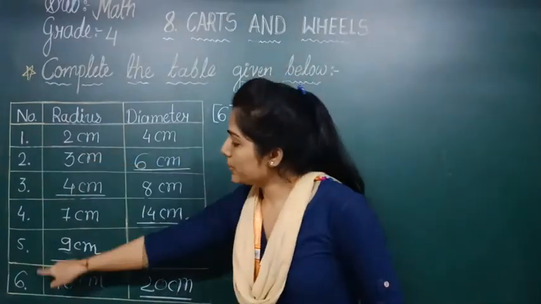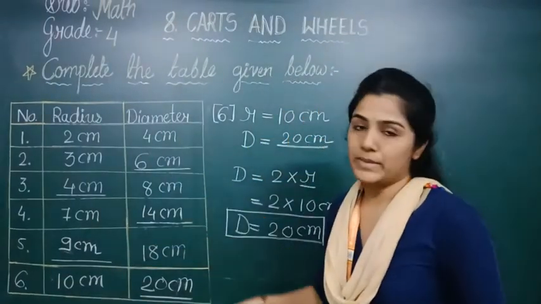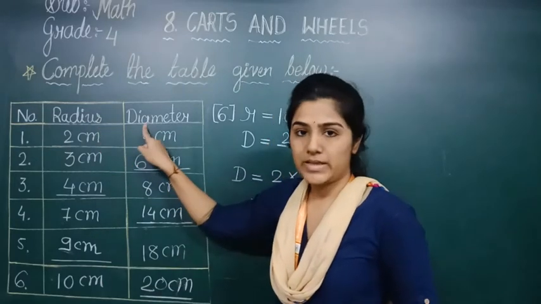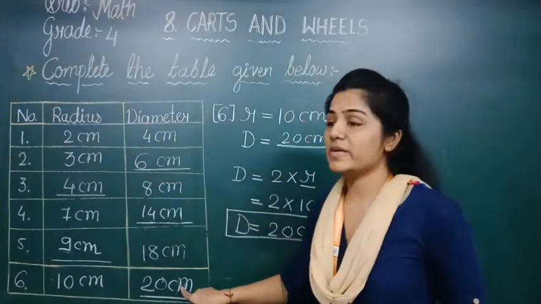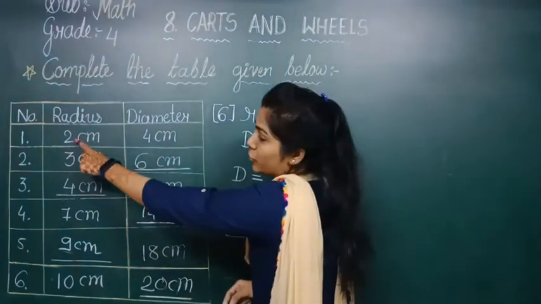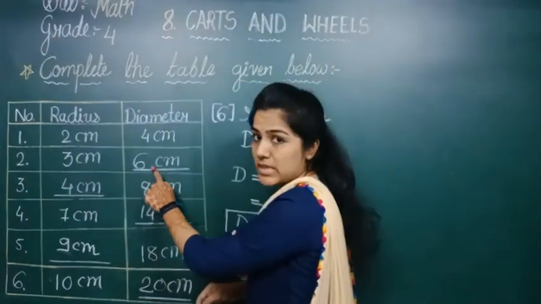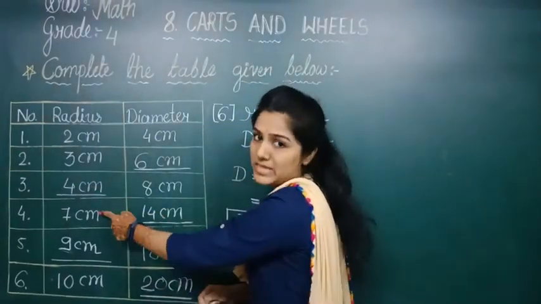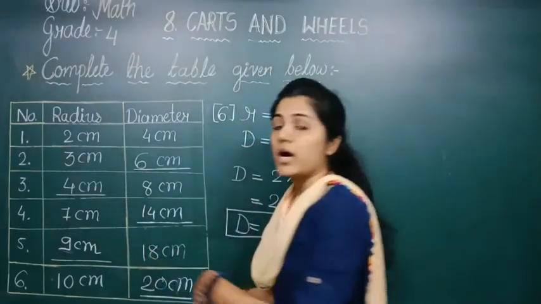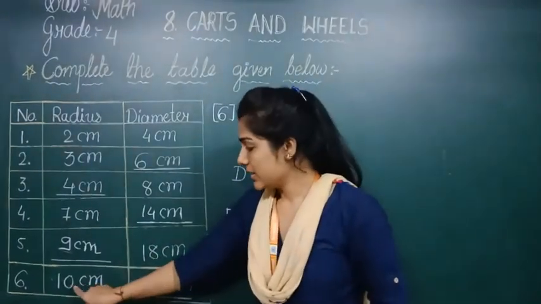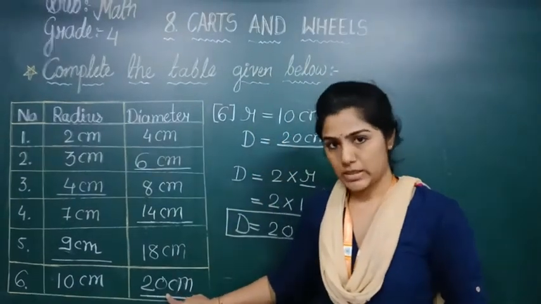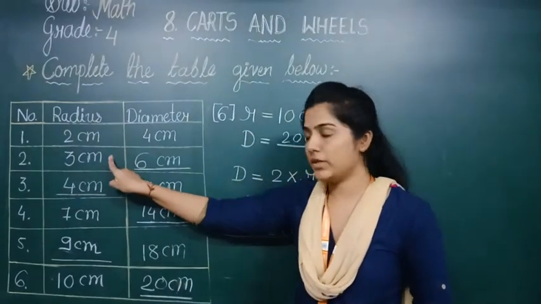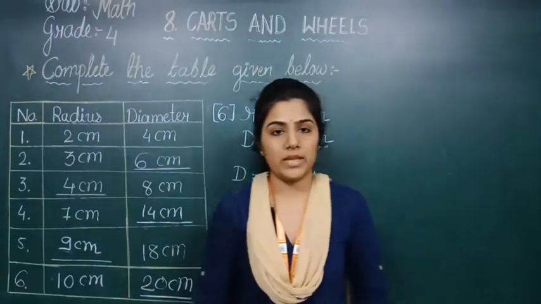Now you can observe all the blanks we have filled in number 1, 2 up to 6, wherever space was empty. So you can observe the table. Radius is always half the diameter, or else diameter is always double the radius. See, double of 2, 4; double of 3, 6. Opposite we can say like this: half of 8, 4; half of 14, 7; half of 18, 9. In other words, double of 10 is 20. So you have to remember this formula as well as these things, that radius is half the diameter and diameter is always double the radius.